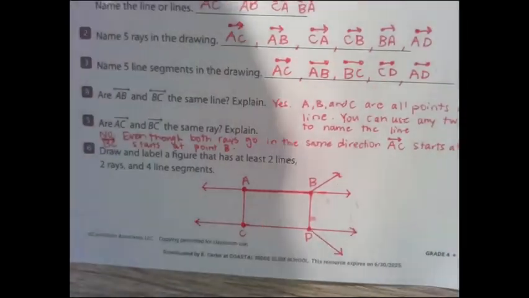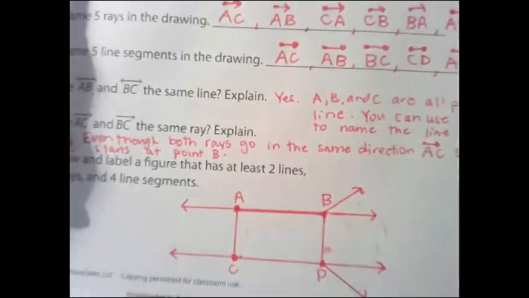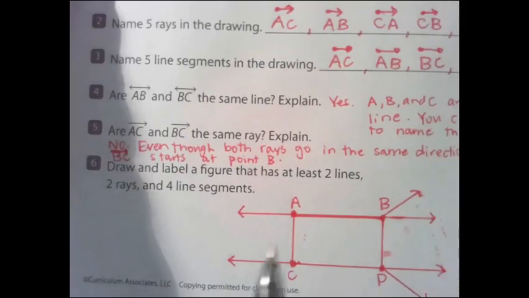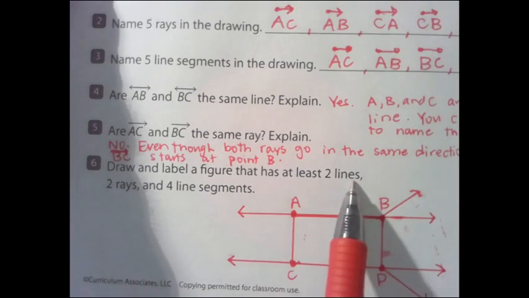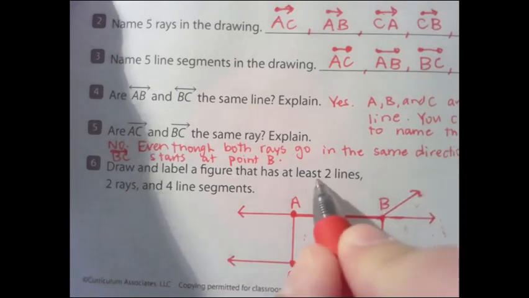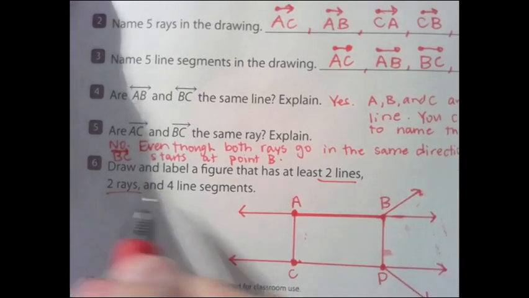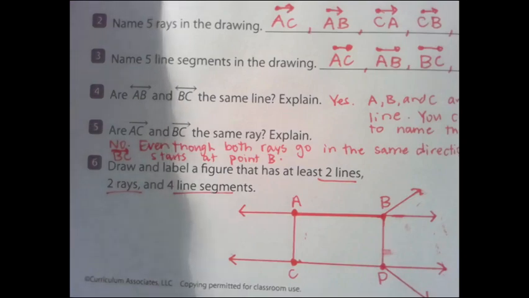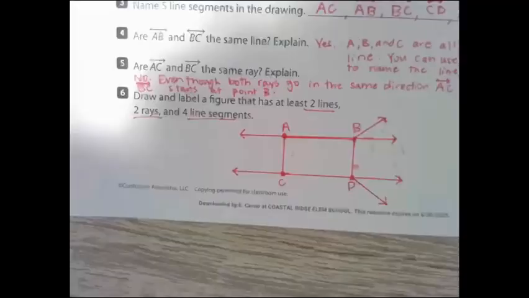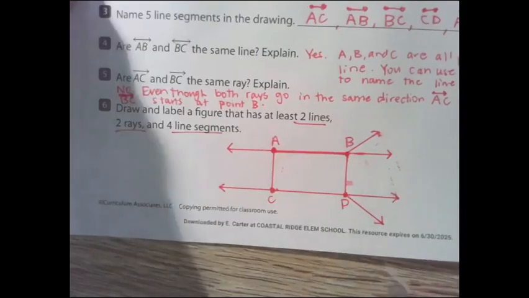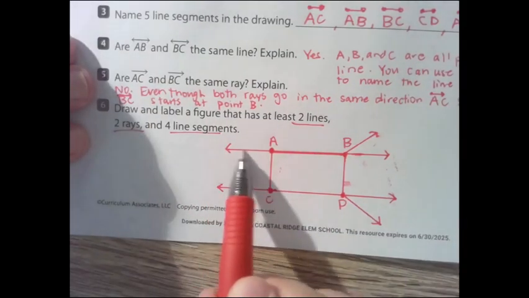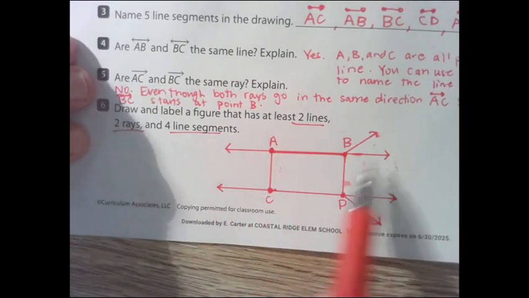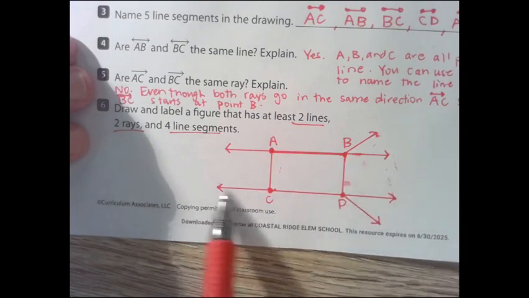All right, number 6. It says, draw and label a figure that has at least 2 lines, 2 rays, and 4 line segments. So let me underline that. Here's what I came up with, but you might have come up with something completely different. Here are my 2 lines. There's one line here, again with 2 arrows. Here's another line here, again with 2 arrows.